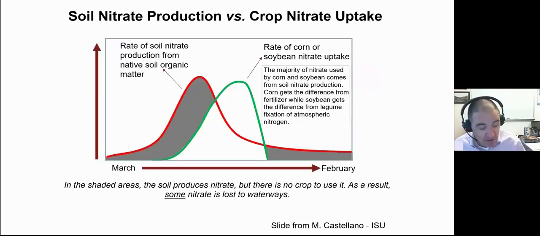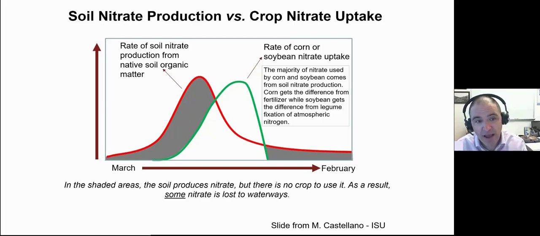So as we think about nitrate loss and the impact of infield conservation management, I think that this slide illustrates why we have the challenges that we do within the Corn Belt or any areas where we have annual crop production. And this is a slide that a colleague of ours put together, Dr. Mike Castellano, an environmental soil scientist here at Iowa State University in the Department of Agronomy.